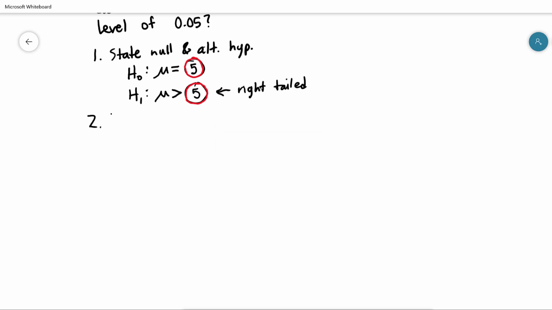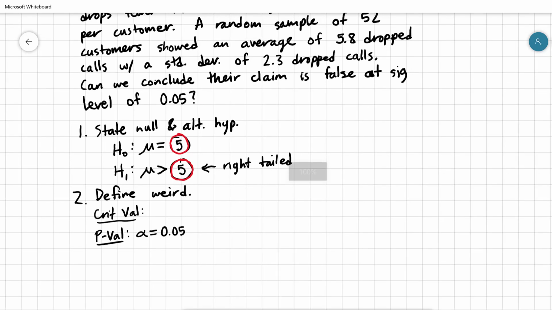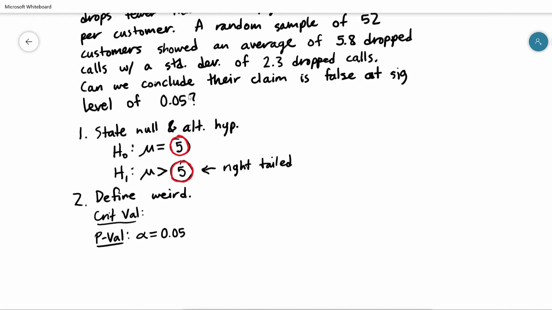Step number 2, we're going to define weird. And I'm going to draw in a picture as part of this that we can come back and reference. So we're going to do this in 2 different ways. We're going to define it based on the critical value approach, let's just abbreviate that way, and also with the p-value approach. The p-value one is the one that's easy in this case. The p-value method, we just need to know what alpha is, and it was given in the problem. We said alpha, our significance level, was going to be 0.05. So there's the number right there. That's what we need to put right there.